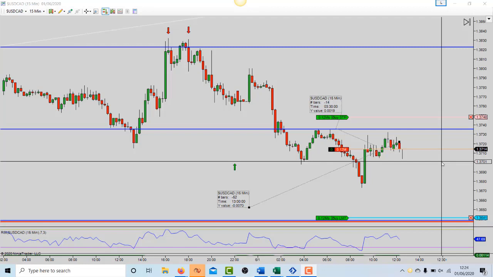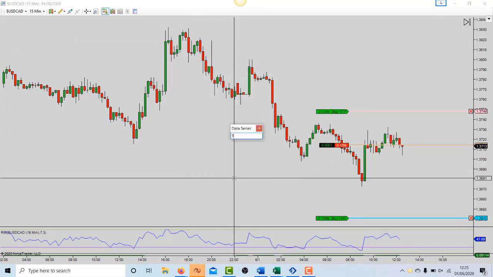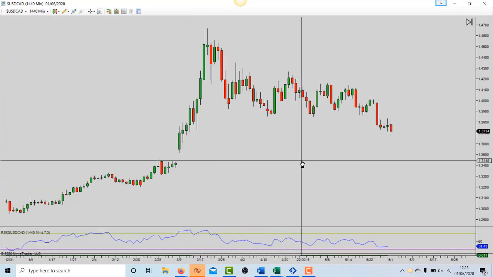This is the dollar CAD on the 15-minute time frame, and I'm in a trend continuation trade to the downside. Now I'm in this as well in my main account, and what I wanted to show you is the benefit of having more than one account. So what we're going to do first of all is delete the information off, take a look at the higher time frame, and work our way down from there.